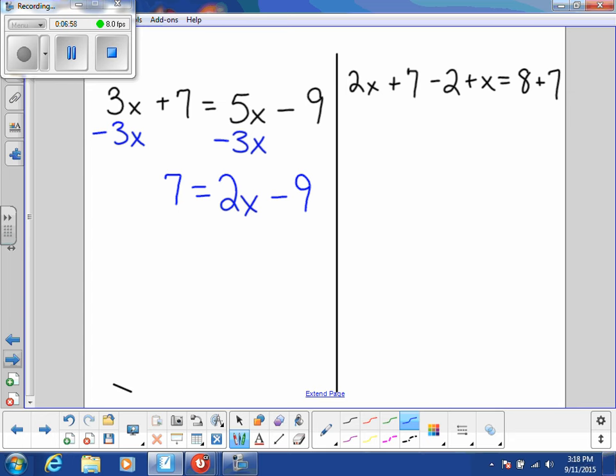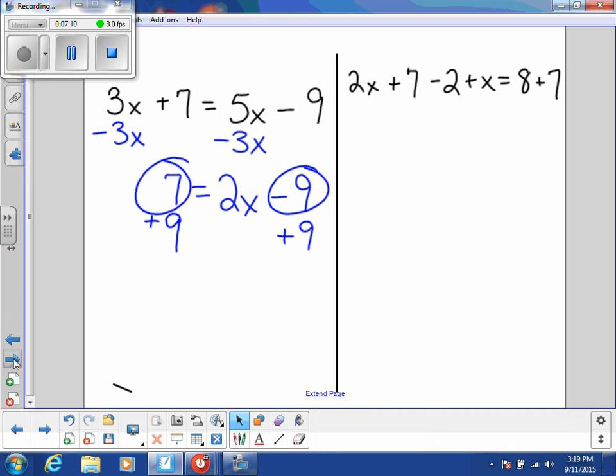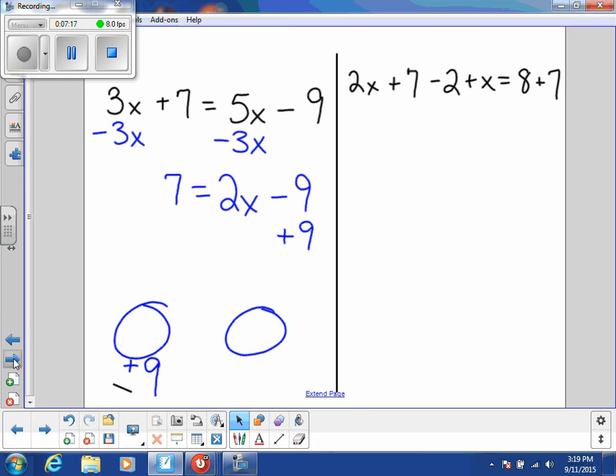To get rid of that constant, use the inverse operation. Remember, when like terms like this 9 and this 7 are on opposite sides of the equals, that's where you have to do opposite operations to get them together. Get these circles out of the way.